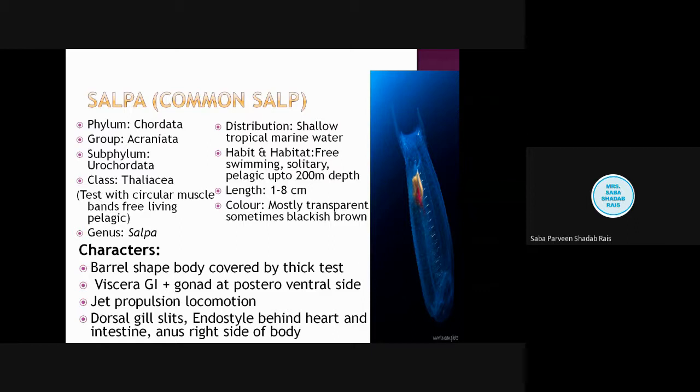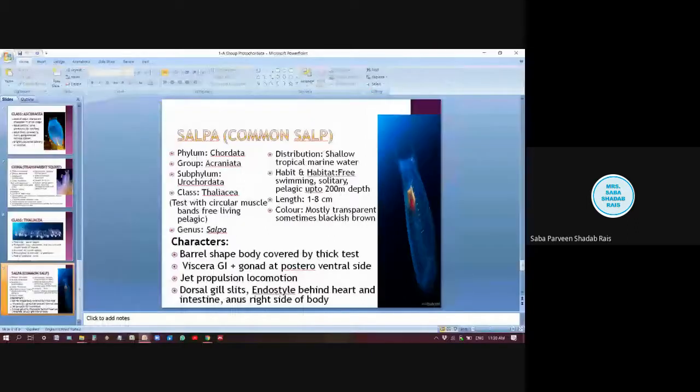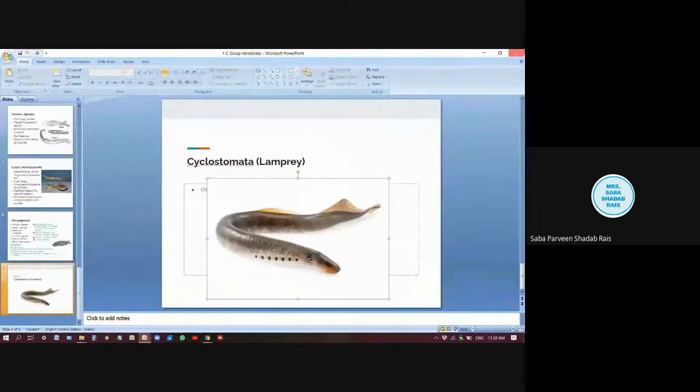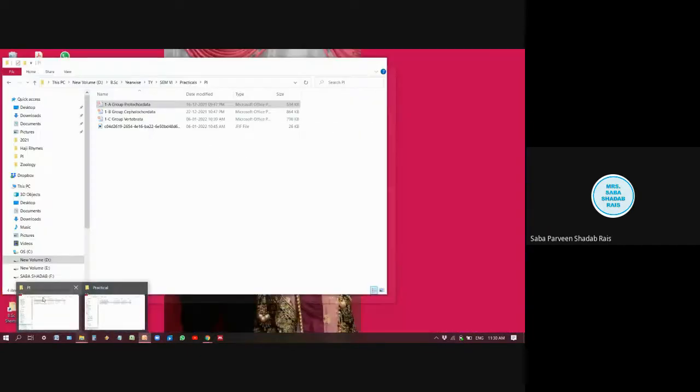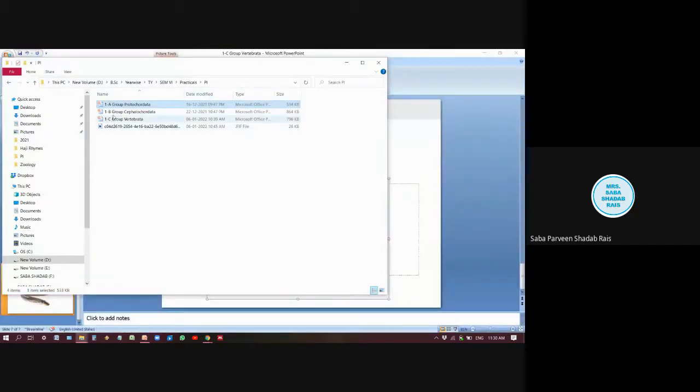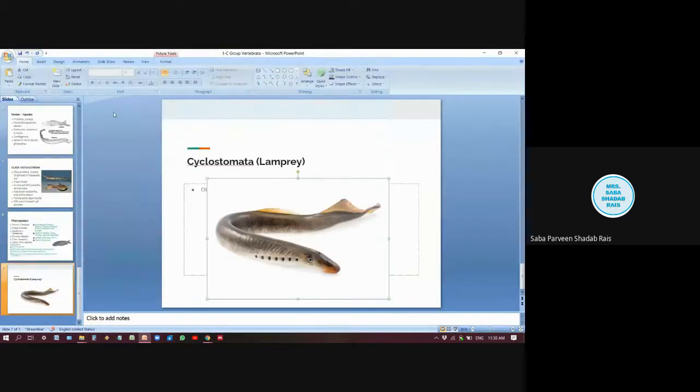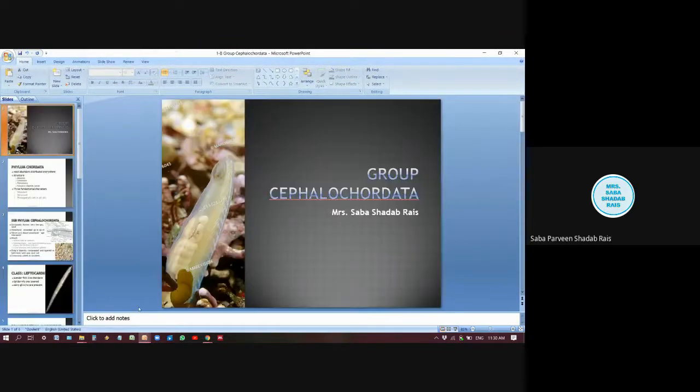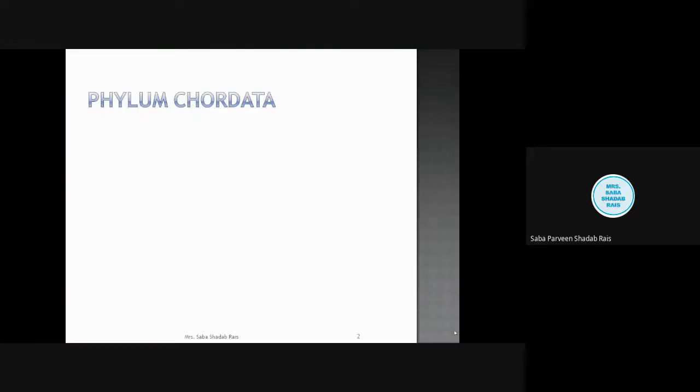Let us start with the new subphylum if you don't have any doubt. The next subphylum is Cephalochordata. We will be talking about three subphyla today. So, of course, the phylum will be Chordata only. Most abundant, same as before.